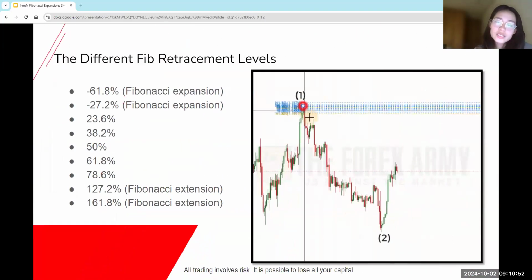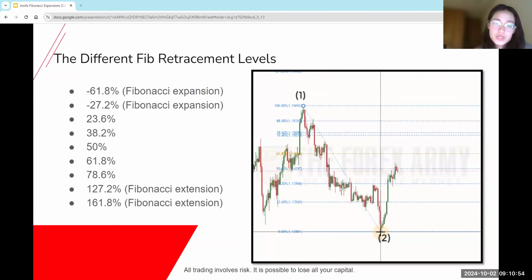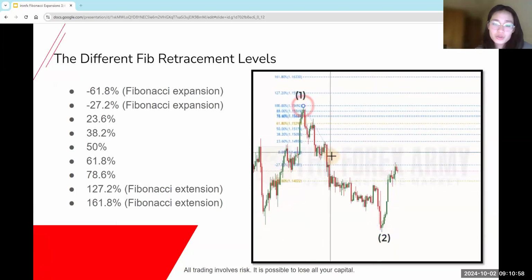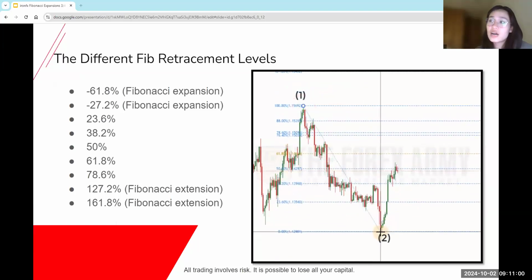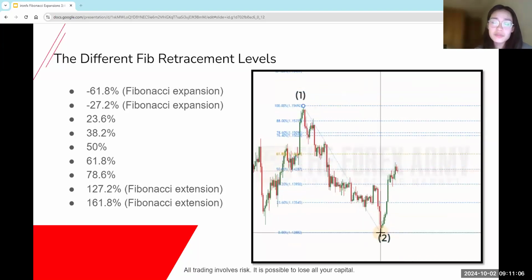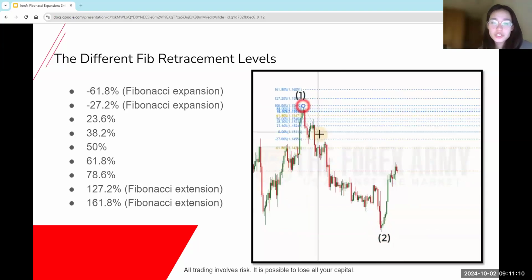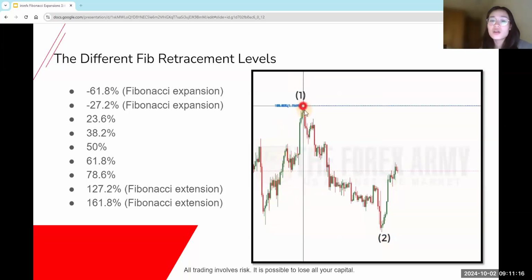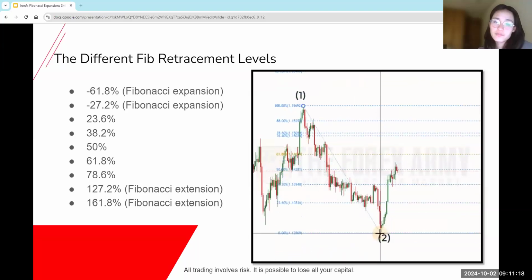Okay, so let's look at the different Fibonacci retracement levels. These are the Fibonacci numbers that we normally use. You can take a screenshot now if you want, but I will also introduce to you guys a website that you can use in a little bit. But basically, now that we know how to draw a Fibonacci retracement trend line, let's look at the different types of levels ranging from the negatives to more than 100%.